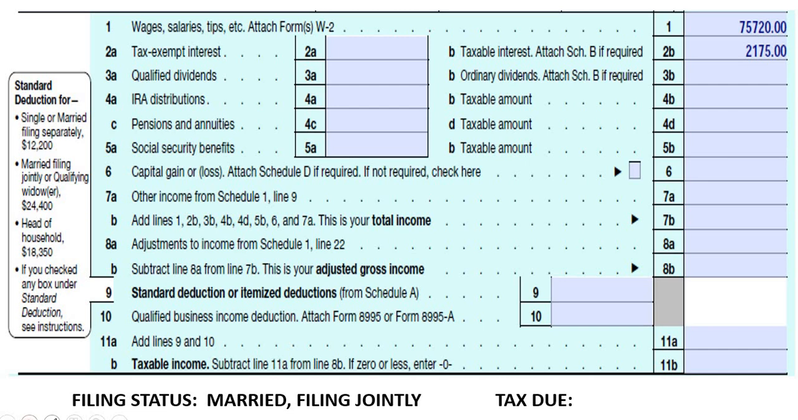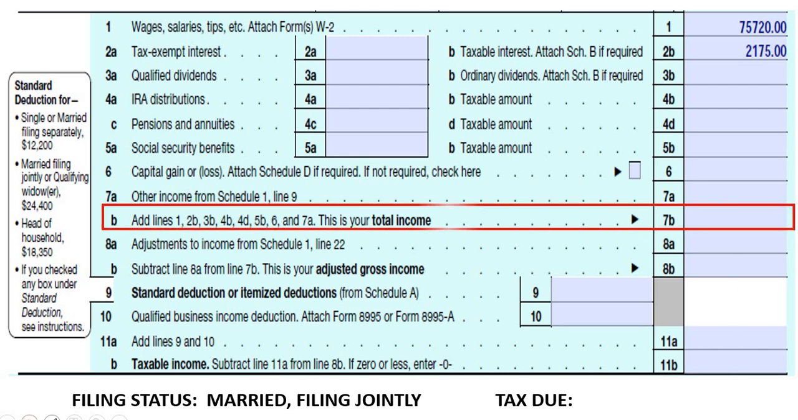Now, here we go. Going to do the same thing. What's the difference? I didn't fill in all those other lines for you, so you need to do that. So now, again, we're going to line 7B. What answer are we going to have for line 7B? Excellent, 77,895, because all I did was take these two numbers and add them together.